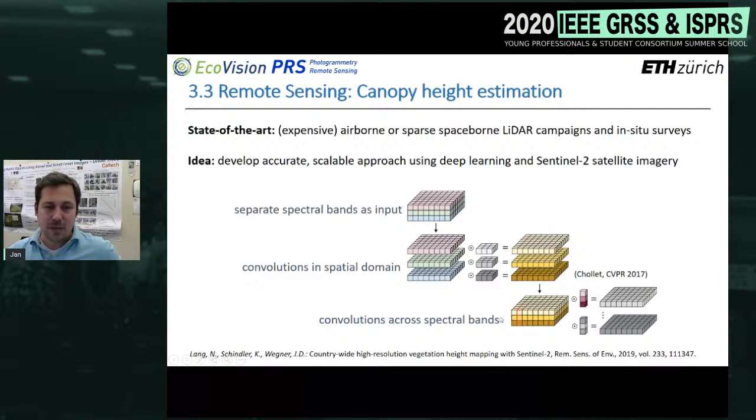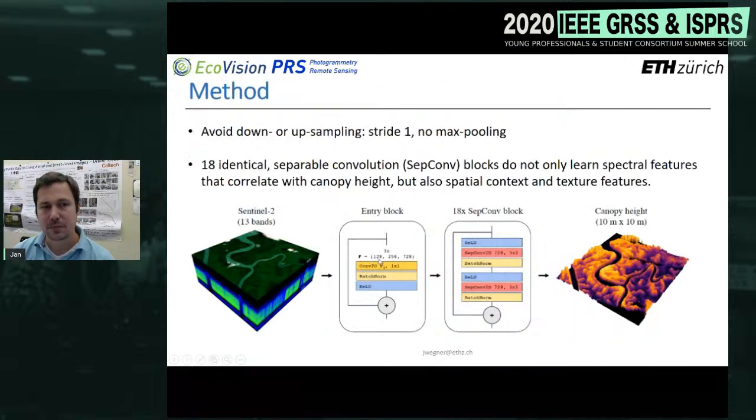The basic component here is that we separate the spectral information about the canopy height from the spatial context, so the textures in the images. And we use the Chollet CVPR 2017 approach, where we have separable convolutions. Another thing is, since we are moving away from computer vision images and terrestrial images and have rather low resolution images, a lot of the standard computer vision architectures cannot directly be applied to our sort of medium or high resolution imagery.